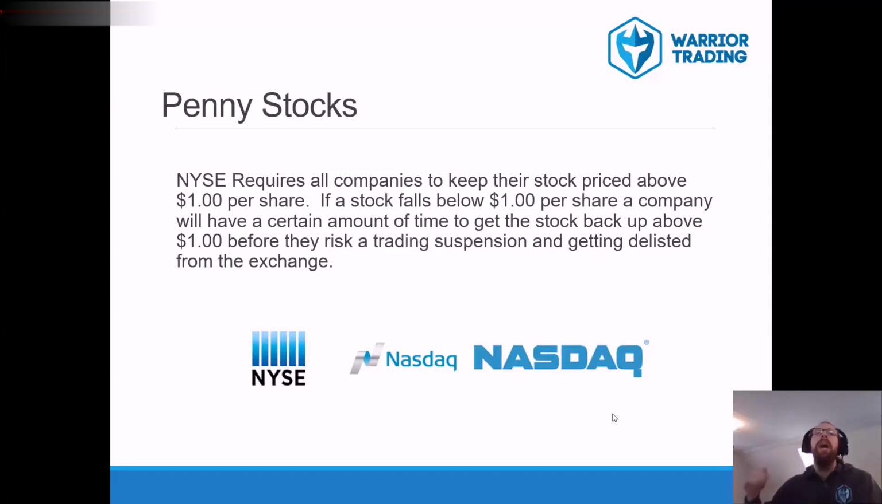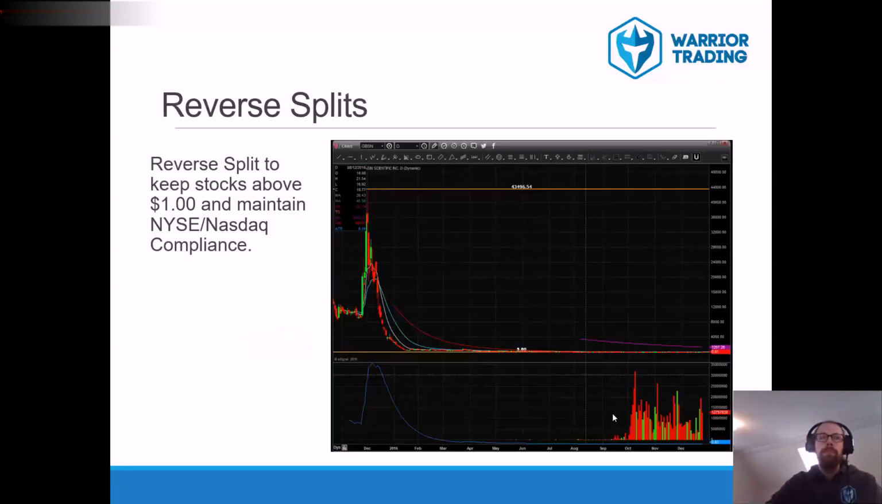A company will want to keep its stock on the NYSE or NASDAQ if possible. You don't want to go backwards. You don't want to get delisted. So they're always going to try to keep their stock above $1 per share. And this is where reverse splits come into play.